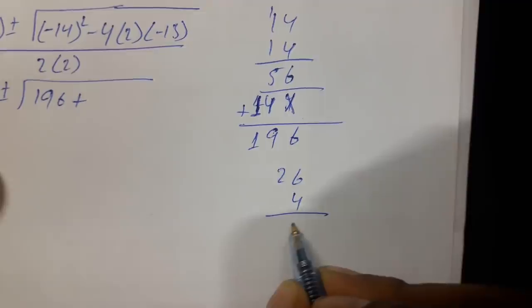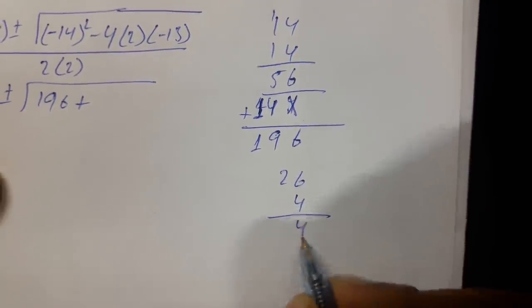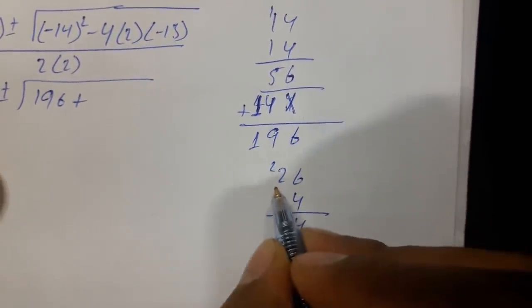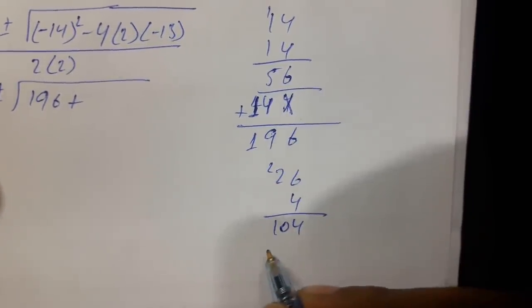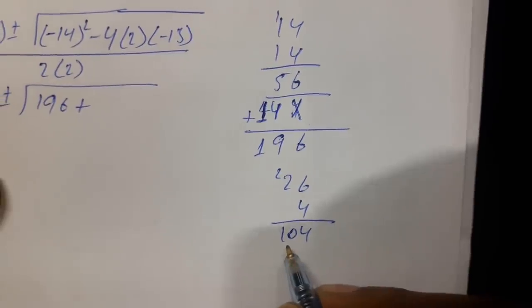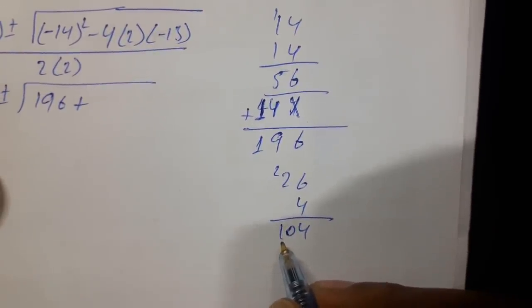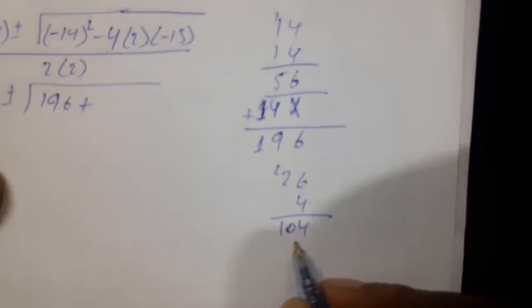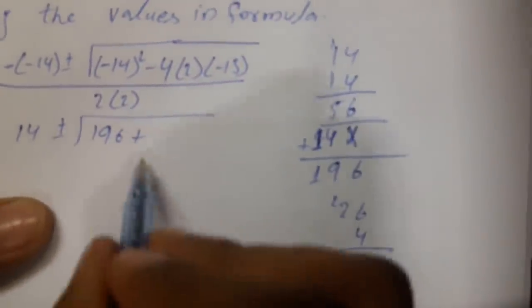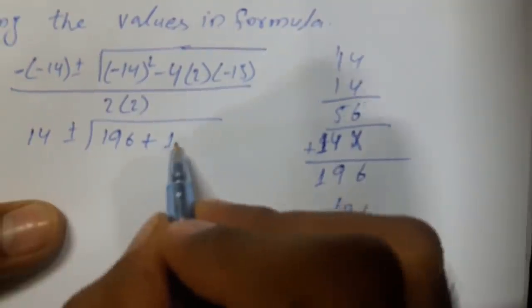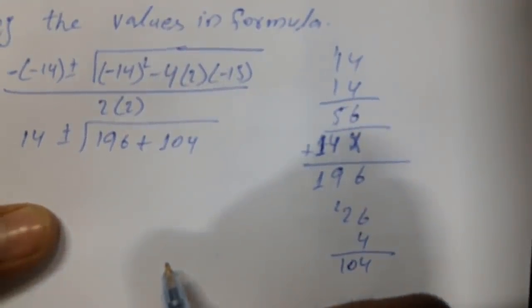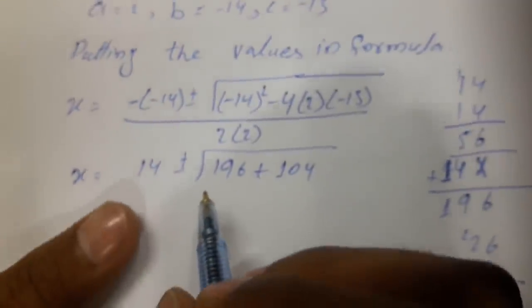4 6s are 24. 2 carry. 4 2s are 8 and 2 is 10, and this comes 104. So minus into minus is plus. I will put here 104. Okay. So now we will move further.